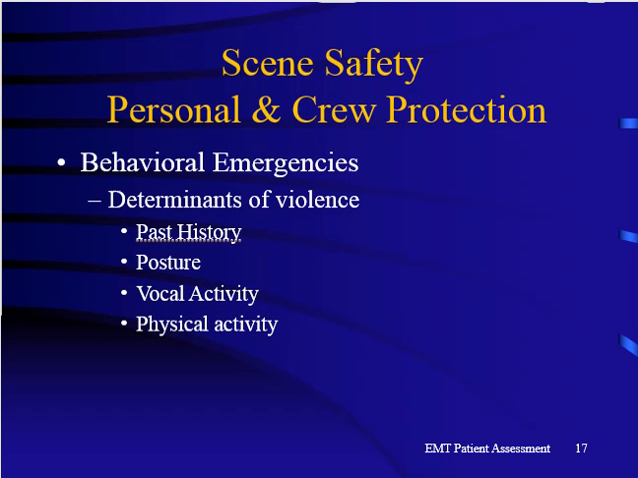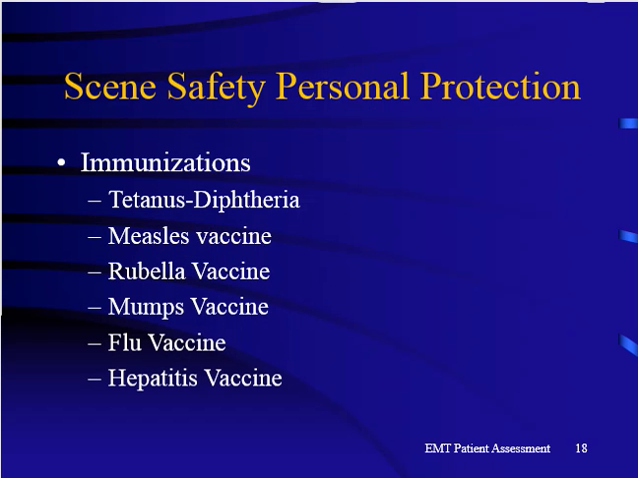Behavioral emergencies are another thing that we need to look at. Determine the level of violence, any past history, any vocal activity, any physical activity. You need to watch these patients, keep an eye on how they're changing, how they're progressing. Just make sure you're keeping yourself protected. And the biggest thing, if you don't feel safe, you can always back out of the scene and wait for law enforcement. Hopefully they might already be there, and that's where we get into the resource of calling for our additional resources.